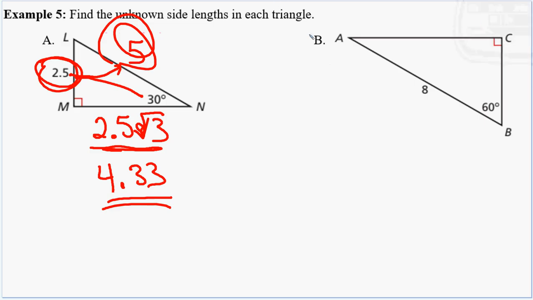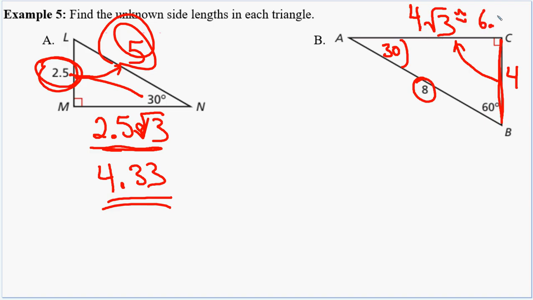Now in 5b, we are starting with the hypotenuse. So here we are across from the hypotenuse. So our short leg is going to be across from that 30-degree angle. There we go. So our short leg is over here, and it's going to be half the length of the hypotenuse. Half the hypotenuse will be 4. And now that we know the short leg here is 4, the jump to the long leg will be 4 times root 3. And that is about 6.93.